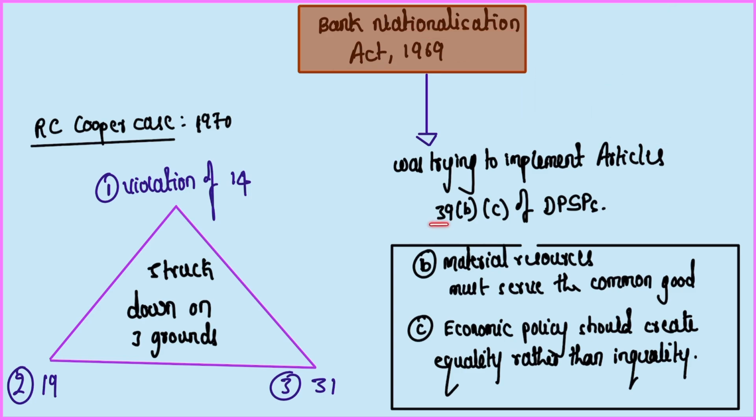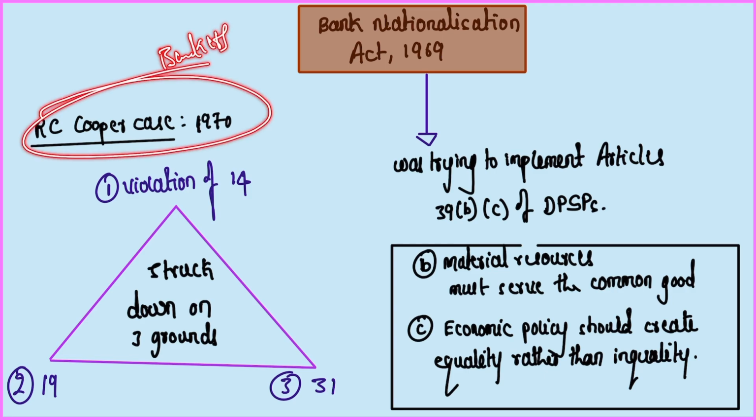And what does Article 39C say? Economic policy should create equality rather than inequality. This is not exactly the words used. I'm giving you the summary. So government said that by creating bank nationalization, we are actually helping people to secure loans in order to bring equality. Now, what was the contention of the bankers who owned these banks in the RC Cooper case?